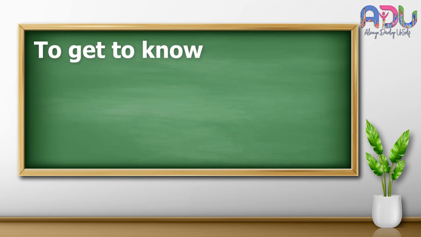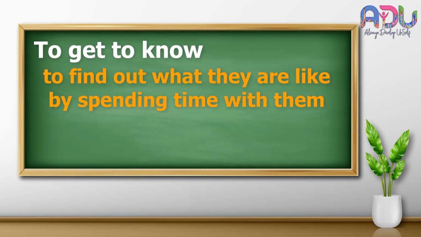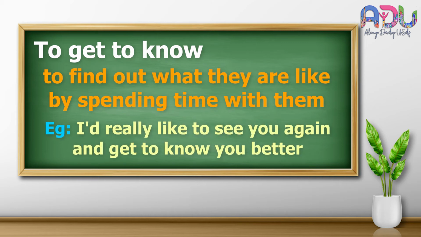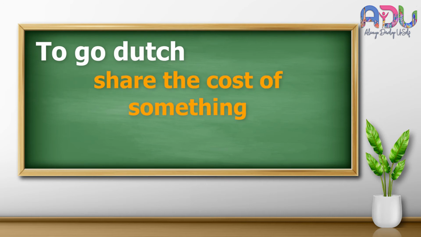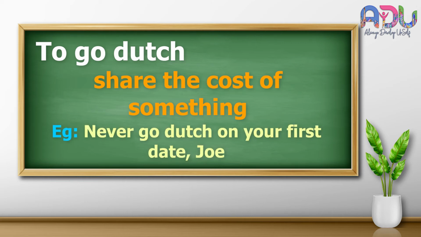39. To get to know. To get to know is to find out what they are like by spending time with them. For example, I'd really like to see you again and get to know you better. 40. To go Dutch. To go Dutch means to share the cost of something. For example, never go Dutch on your first date, Joe.